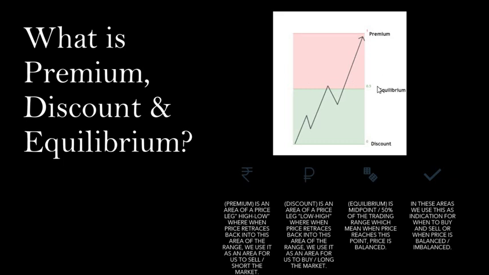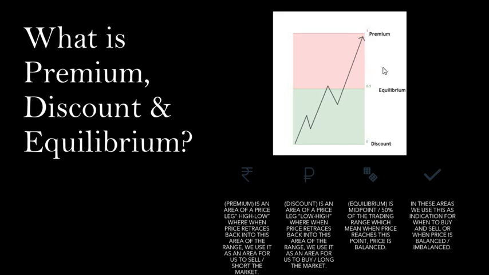For price to be balanced, it needs to meet somewhere in the middle, which is equilibrium. Once price meets equilibrium, now price is balanced, and the algorithm can do what it wants with it. Price is always going to seek to reach equilibrium. Now, I'm not saying it's always going to reach equilibrium and then reject higher, just settle and consolidate in the middle, but when price reaches equilibrium, that's when price is balanced.